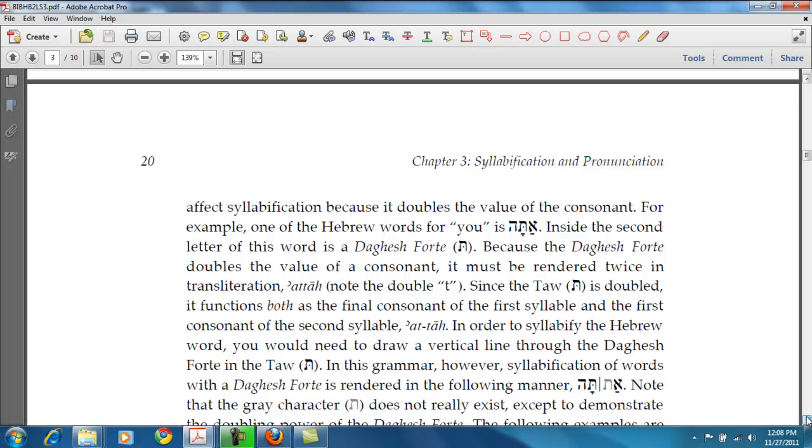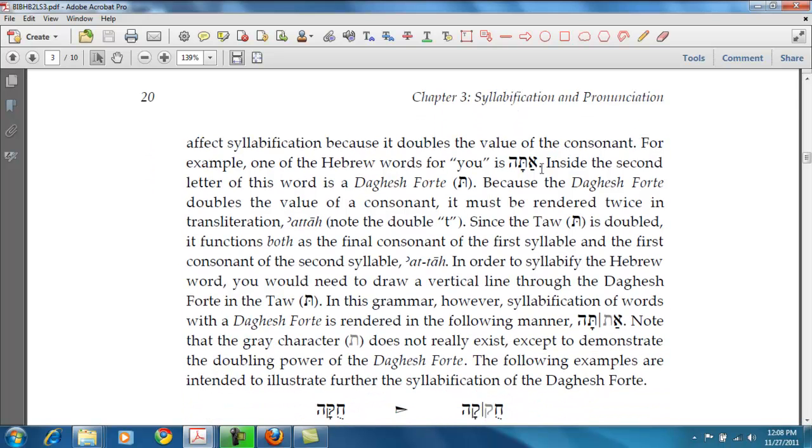For example, one of the words for you, which is atta, has a dagesh in there. And it's in a Begadkefet letter, but it's not a lene because a vowel cannot precede a Dagesh lene. So we know this is a Dagesh forte. The second letter of this word has a Dagesh forte because the Dagesh forte doubles the value of the consonant. It must be rendered twice in transliteration as atta. And so we'll note the doubling of the T right here.